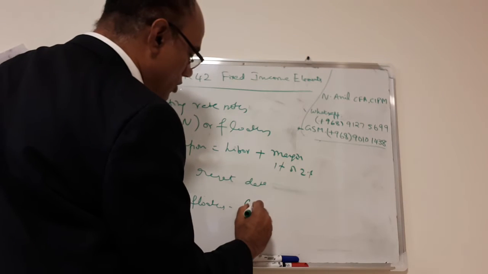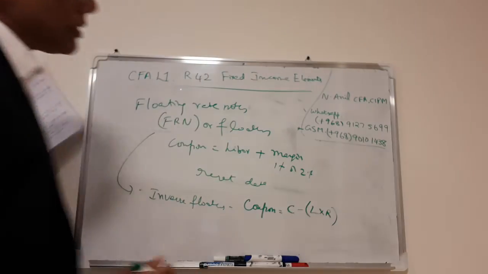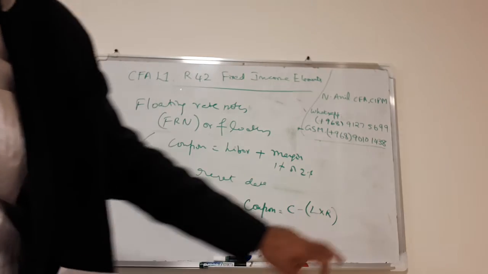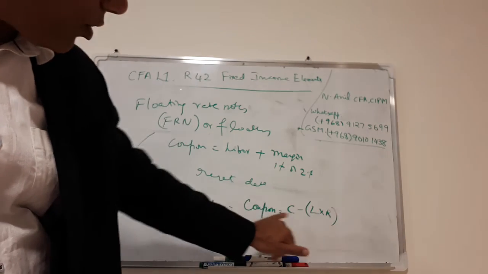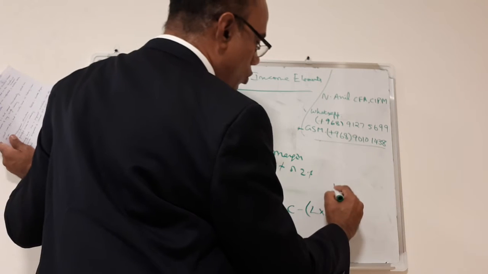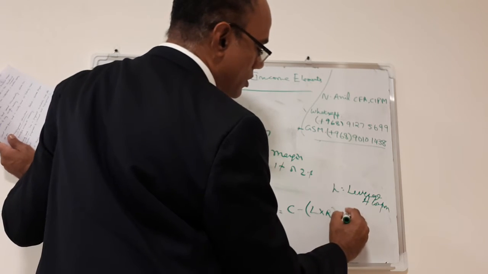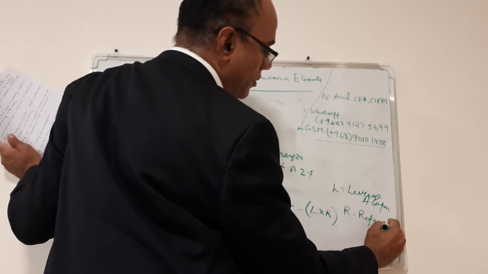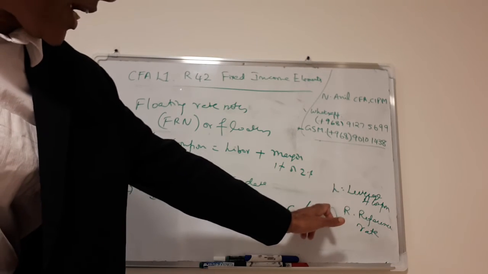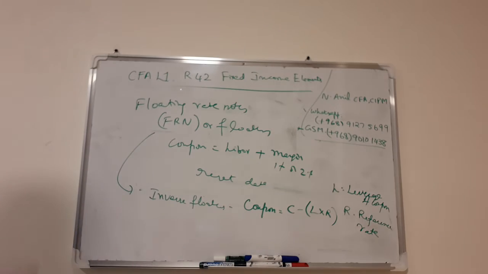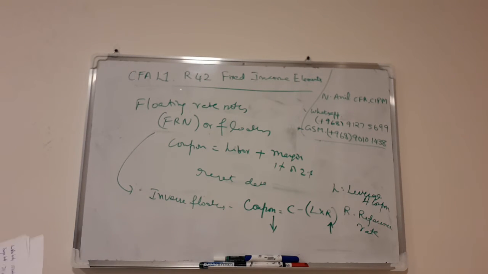So what is the coupon for an inverse floater? C minus L into R. C is the maximum coupon, that is when R, the reference rate, that is LIBOR, is equal to 0, then this will be 0, so that is the maximum coupon. L is the leverage of the coupon, so maybe 1.2 or 1.3 or 2 times. R is the reference rate. In inverse floaters, as the rate goes up, because it is minus, the coupon paid out falls.